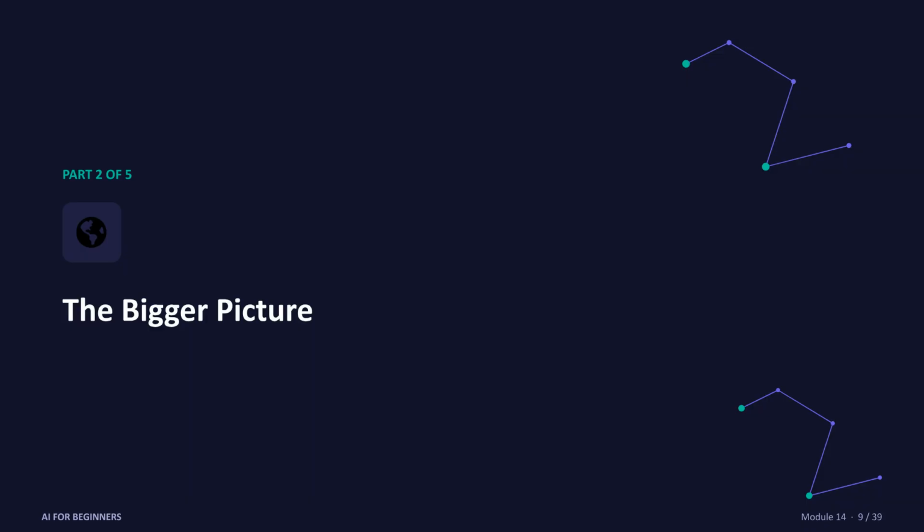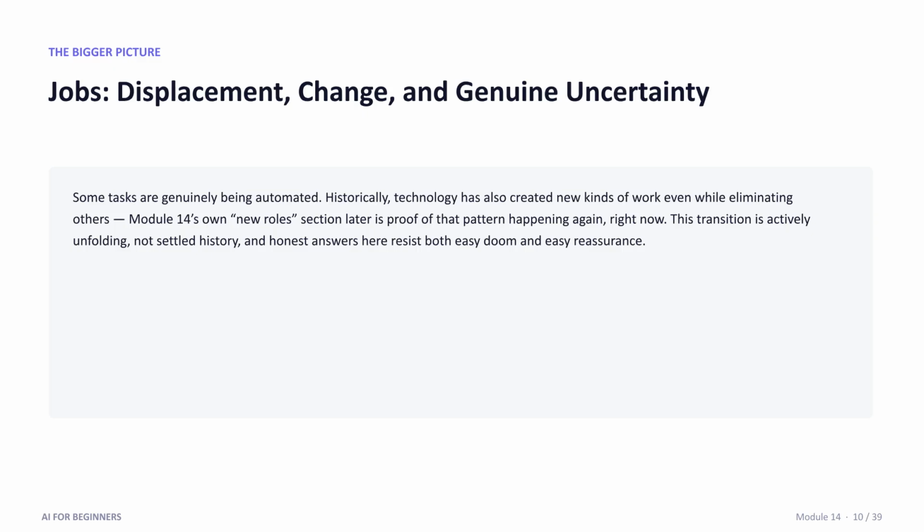Moving into Part 2, we examine the bigger picture. Beyond the immediate output of an AI model, the rise of these technologies raises important questions about labor, resources, and ownership. When it comes to jobs, we see both displacement and change. Historically, technology creates new roles, even as it automates old ones. This transition is currently unfolding, and we must avoid the extremes of panic or blind optimism.